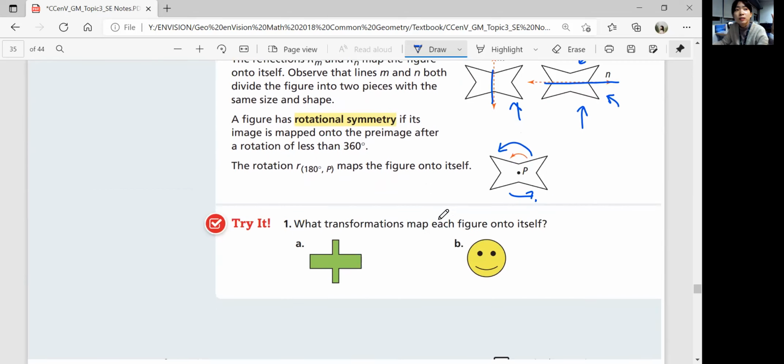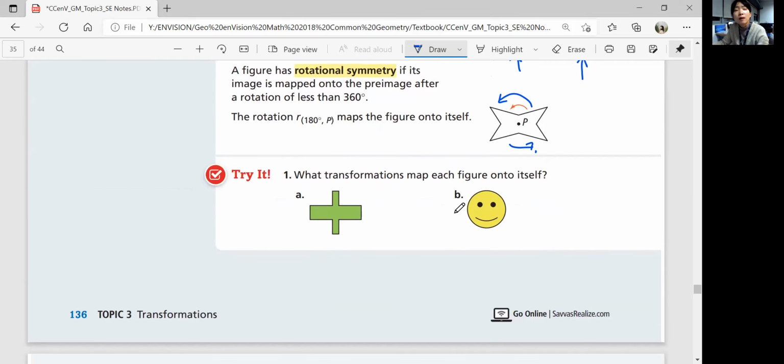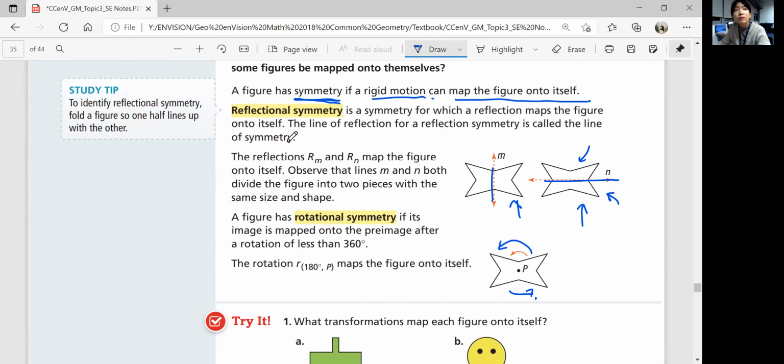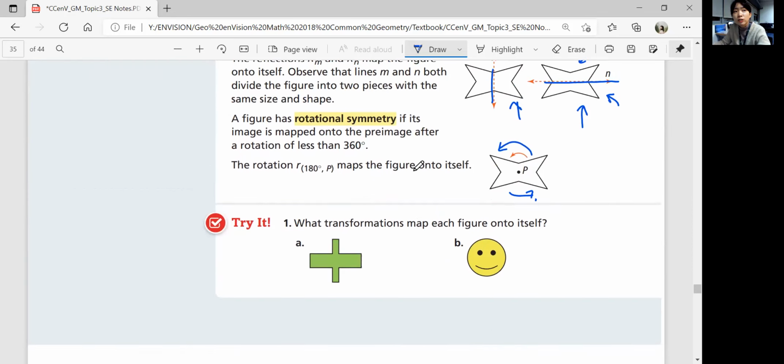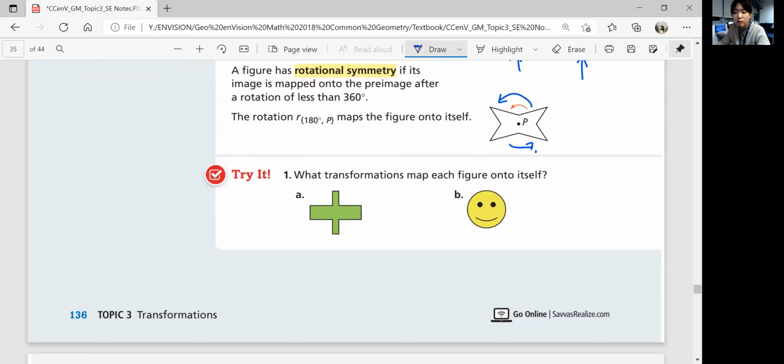Let's look at the try question part 1, A and B. What transformations map each figure onto itself? Do we have reflectional symmetry or rotational symmetry? Okay, do we have a symmetry at all? Look at the lines where you can divide it or fold it, if it were a paper, and get the exact same shape onto itself.